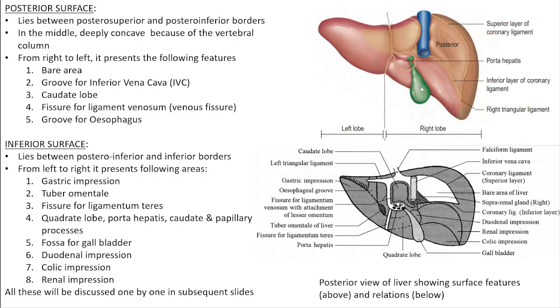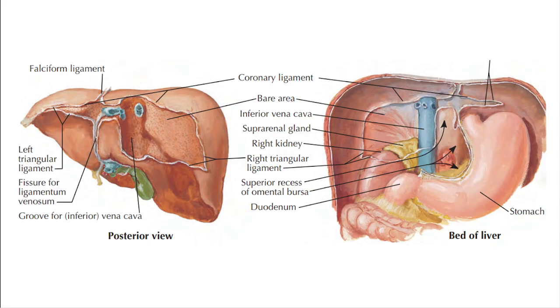Then below that there is an impression for the hepatic flexure of colon, and the lowest one is the impression for the right kidney, and just above that is the impression for the right suprarenal. They are more clearly demarcated in this diagram. This is the duodenal impression, and this one is the renal impression. Renal is actually the upper one, and colic is the lowest one. This is the colic impression for the hepatic flexure of the colon. Right. So now we will discuss all these impressions one by one.